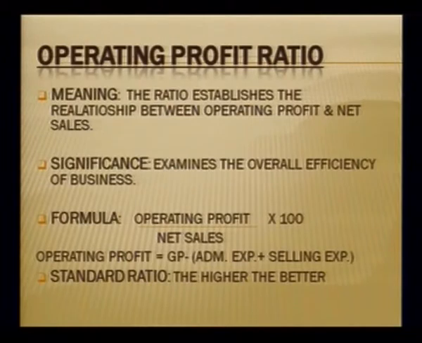But how is this operating profit determined? You take the sum total of administrative expenses and the selling and distribution expenses, and this sum total when deducted from the gross profit gives you the operating profit. And the higher the ratio, the better it would be for the business, because if the operating profit increases, simultaneously the impact on the net profit also increases, and when the net profit increases, of course, as we've discussed earlier, it gives more margin to the owners or proprietors.